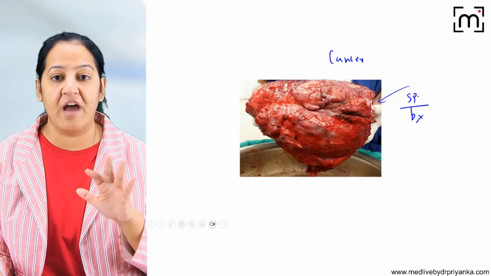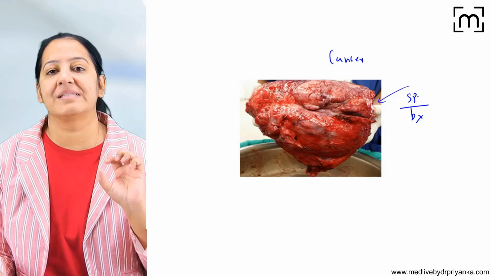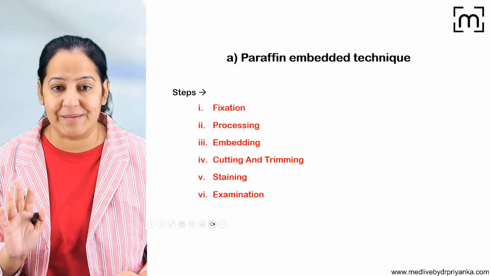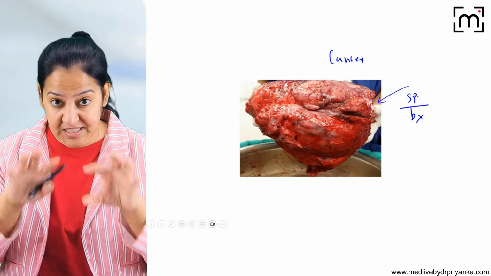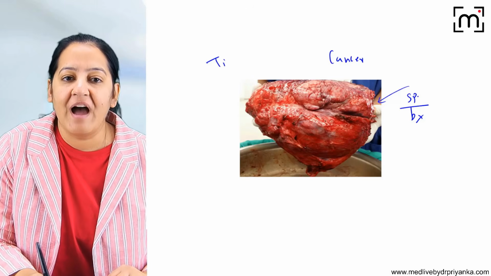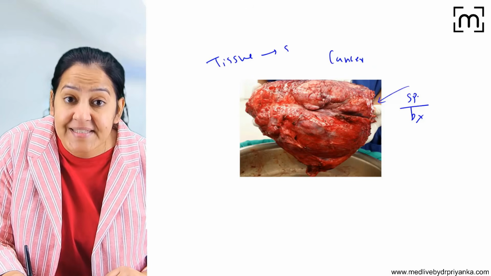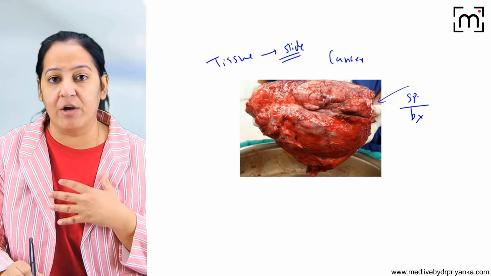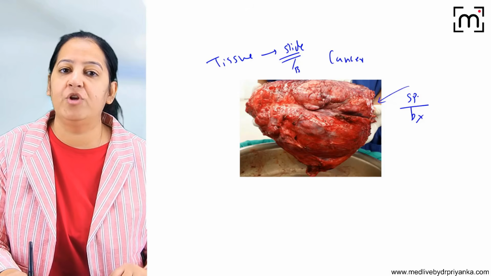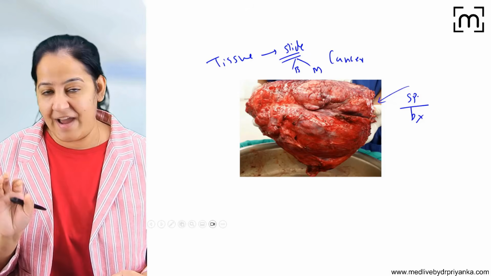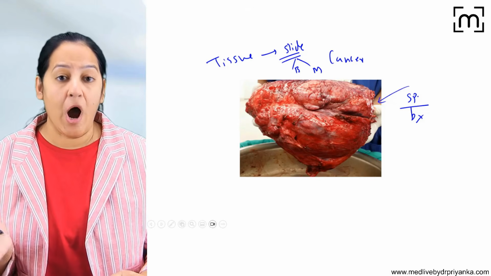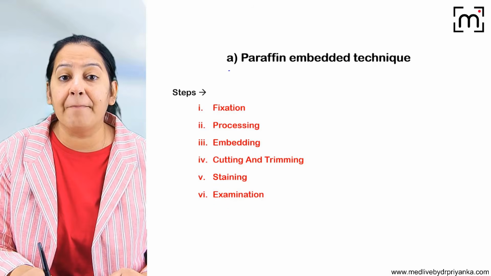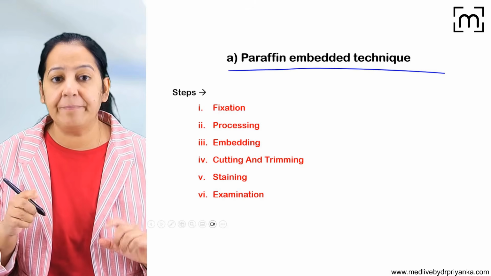Now, I'm a pathologist. I want to have a look on the slide of this tissue. How do I convert this tissue into slide? So it requires 6 steps in which I can convert this tissue. You can see this is tissue. I want to convert this tissue into H&E slide, so that I can examine it and I can comment whether it is benign tumor or malignant tumor, and I can give the diagnosis. Okay, so how to convert the tissue into the slide? It requires 6 steps. That is the paraffin embedded technique. So what are the 6 steps?